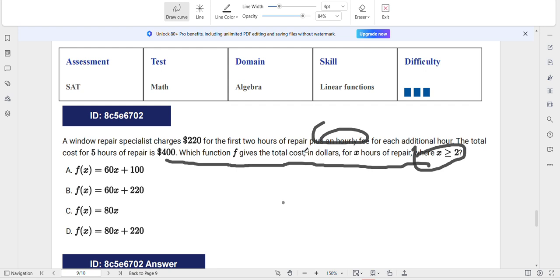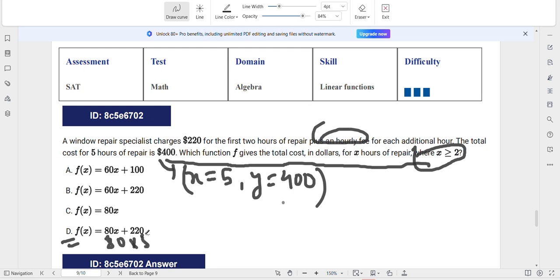So we have the total cost for 5 hours is $400, right? When x equals 5, the total value of y becomes $400. So let us use this concept and find the equation using the option elimination method. Let's start from the last option. Let us put x equals 5. 80 into 5 plus 220, is it equal to 400? No, it is not.